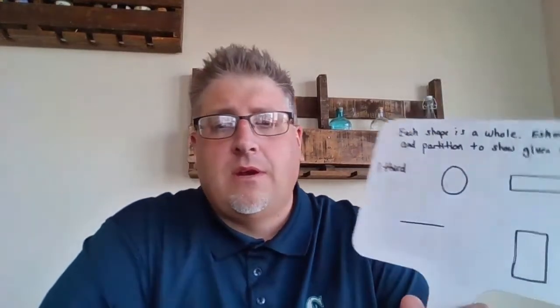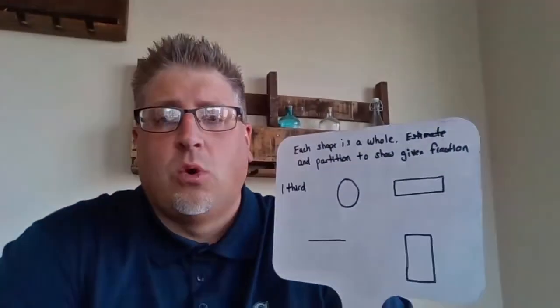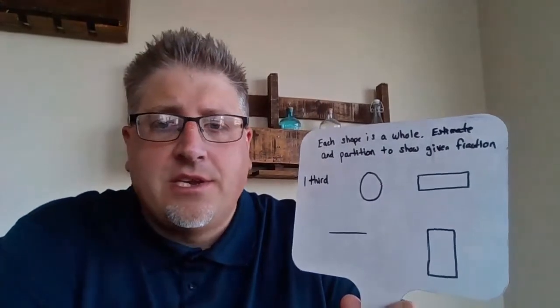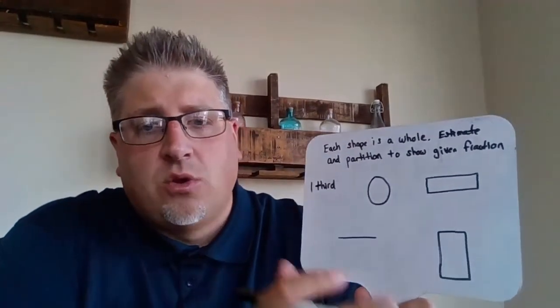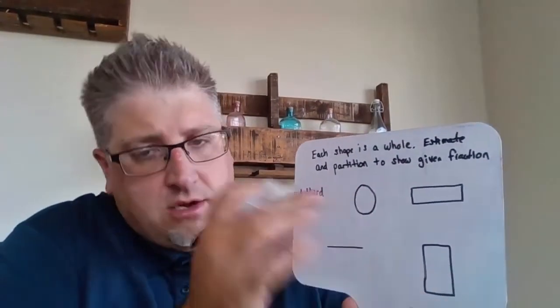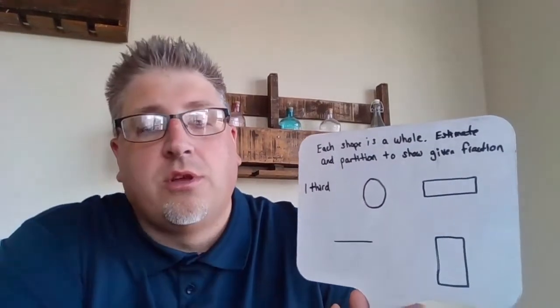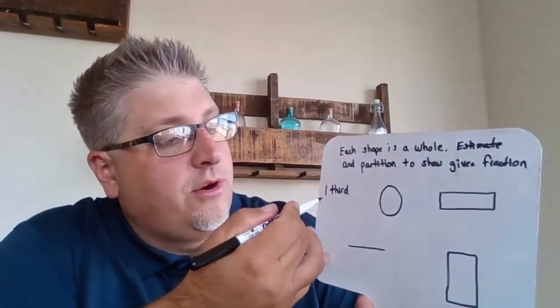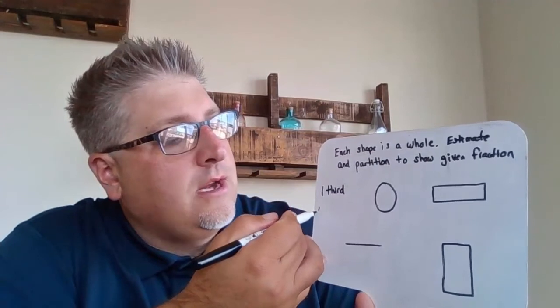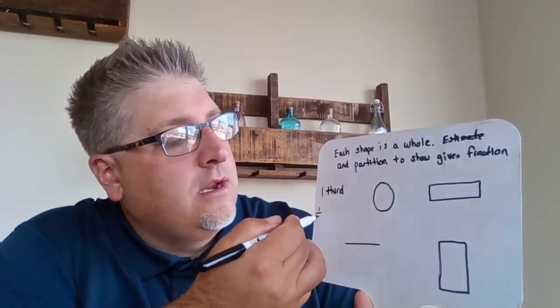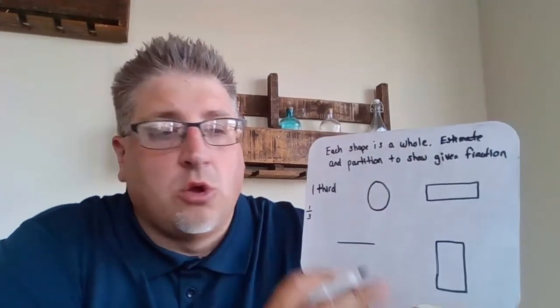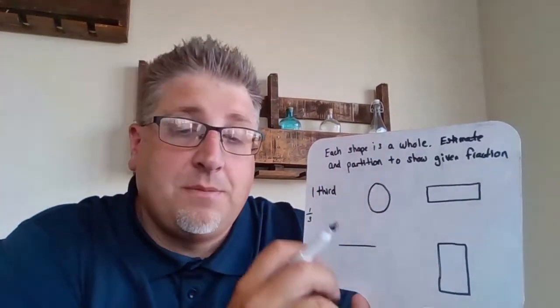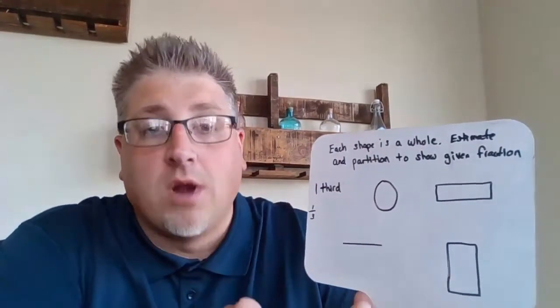All right, let's get our board going. They're asking us, it says, each shape is a whole. Estimate and partition to show a given fraction. So our fraction, we have 4 shapes here, and that's what we're gonna turn those into 1/3. And I'll put 1/3 right here. Okay. So what we're going to have to do is break these into 3 pieces and highlight one of them.